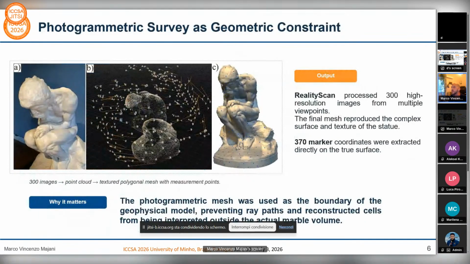The photogrammetric survey was a fundamental part of this method because we acquired about 300 high-resolution images from different waypoints and processed them in RealityScan. RealityScan is open-source software created by Epic Games, the game engine company, to obtain a point cloud and a textured mesh. The final mesh reproduces both the surface geometry and the texture of the statue. More importantly, it allowed us to extract the coordinates of the 3017 marker points directly on the surface of the work.